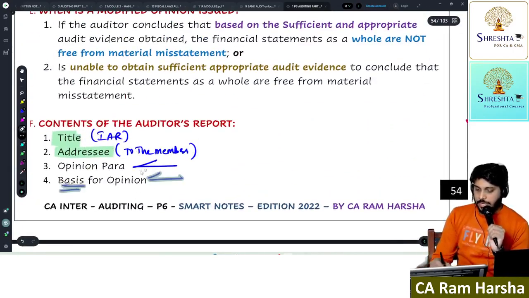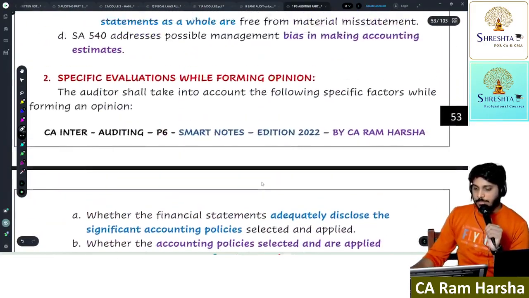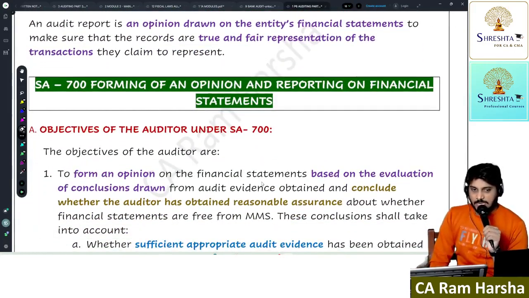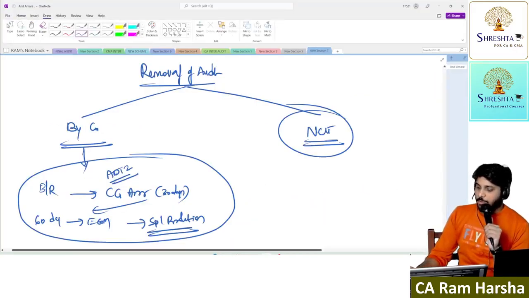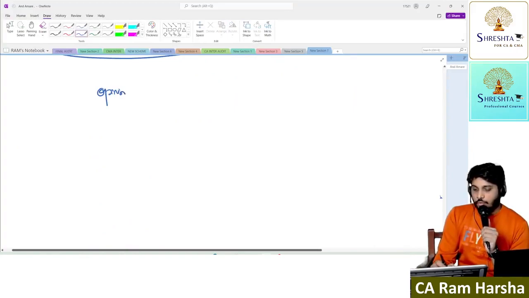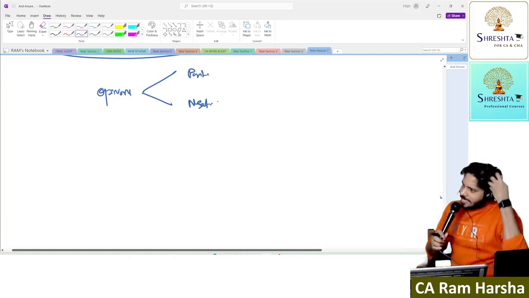Next, now we need to discuss the opinion para and the basis for opinion para. First of all, remember, we are now discussing SAS 700 related content. What is SAS 700 related content? Forming of an opinion and reporting on financial statements. First, how to form the opinion and how to report on financial statements. This is the discussion. Now, tell me, how many types of opinions we have? In the previous sessions also we have covered the types of opinions. Opinions can be broadly two types: positive opinion and negative opinion.